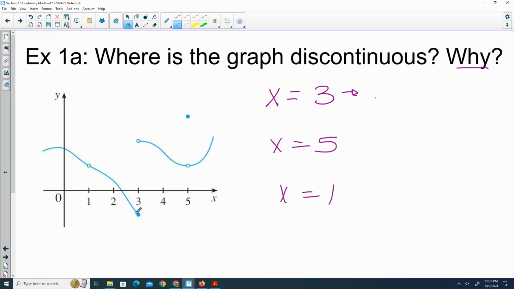So at 3, does the function exist at 3? Do we have a closed circle somewhere at 3? Yes. Does the limit exist at 3? No. So you can just say the limit does not exist.